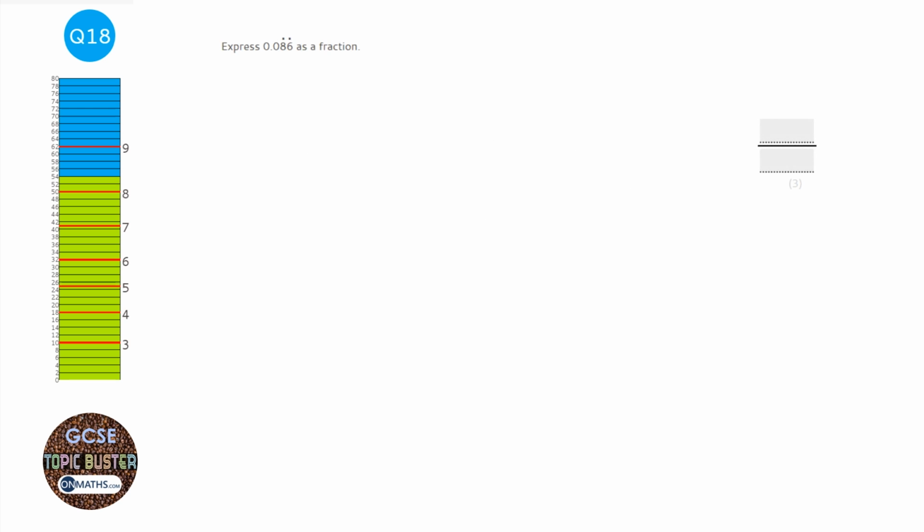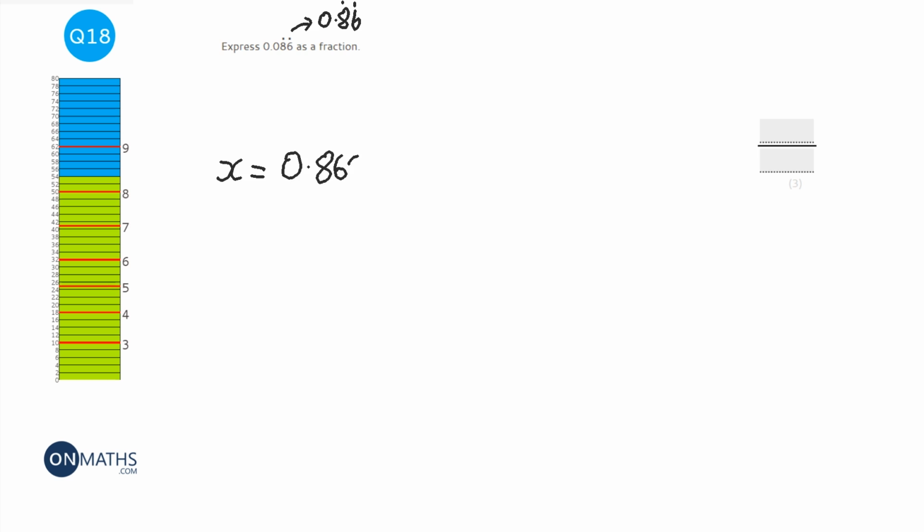This question could be a show that question where it gives you the decimal and the fraction, or it could just ask you to work it out. So it could turn up on either paper. So the first thing I'm going to do is just convert this. I'm just going to be investigating this first, and then I'll worry about the 0.0 later on. Okay, so the way of doing this is get x equal to 0.8686 blah blah blah recurring.